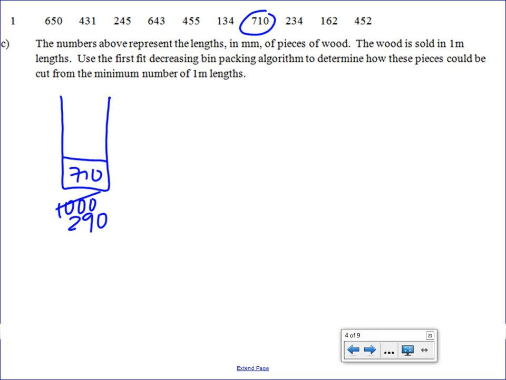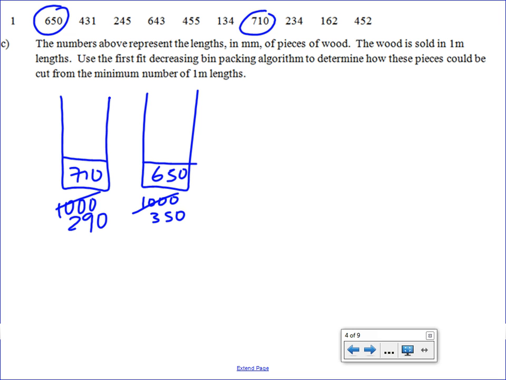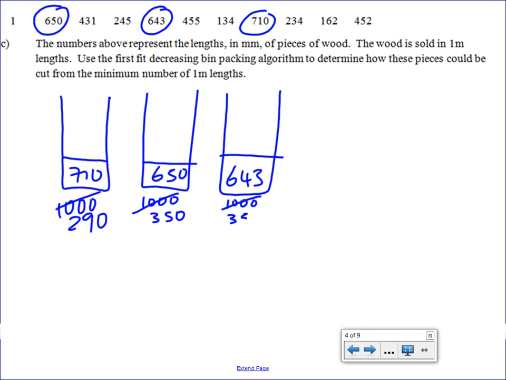The next biggest one is 650. That's the next biggest one, so that's going to have to go in its own bin. So that leaves us there with 350. The next one is 643. Again, that's going to have to go in its own bin because it won't fit in the others. That leaves us with 350. Actually, can I afford 357, sorry, can't add in my head.